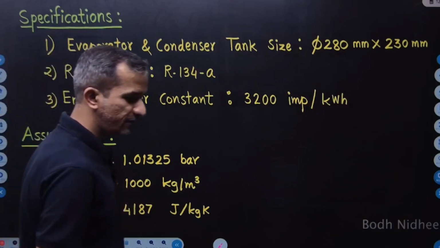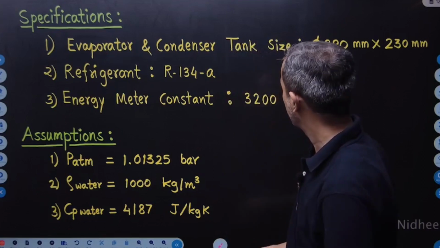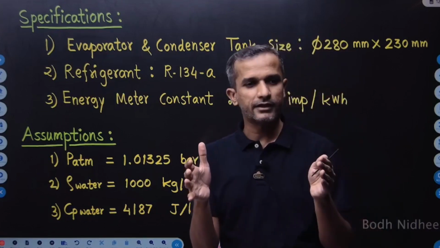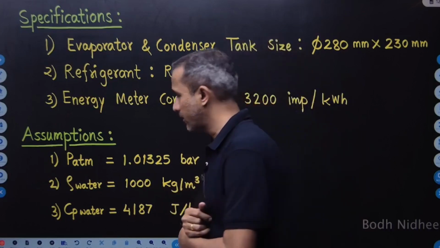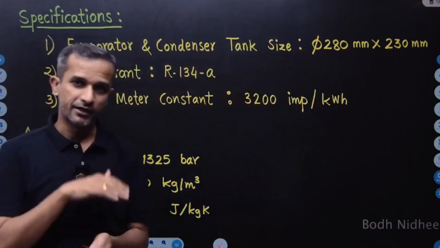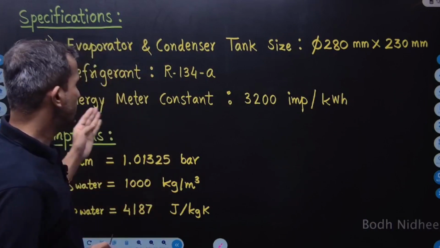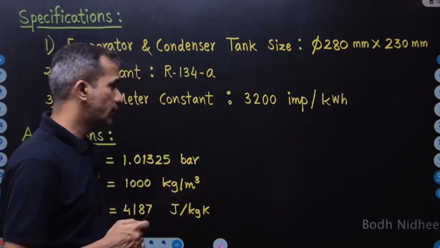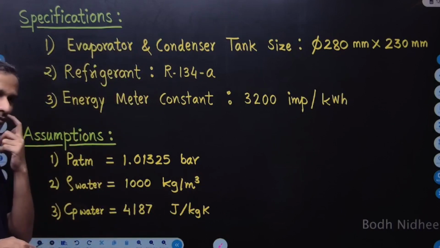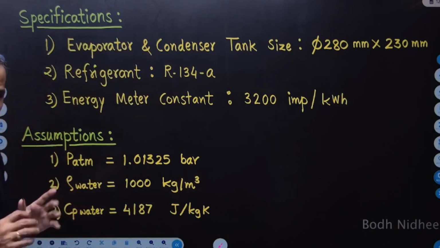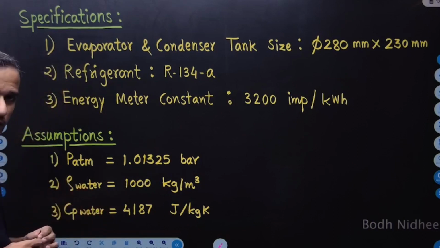Now these are the specifications. You can read the evaporator and condenser tank size. The tank size we have selected for the evaporator and condenser shell is 280 mm diameter and 230 mm height, right? The refrigerant used is R134A. Energy meter constant is 3200 impulses per kilowatt hour. Then the assumptions we are making: atmospheric pressure is 1.01 bar, water density is assumed to be 1000, and water Cp is assumed to be 4.187 kilojoules per kg Kelvin.